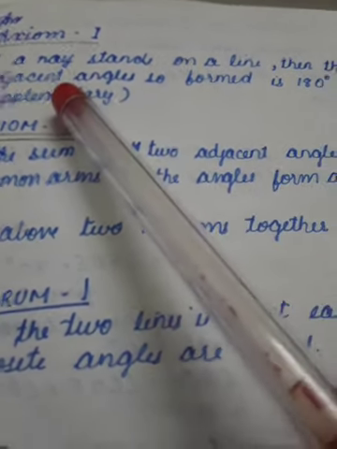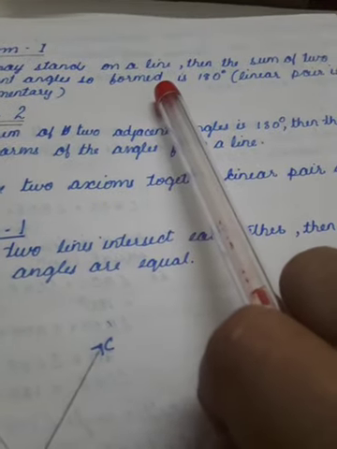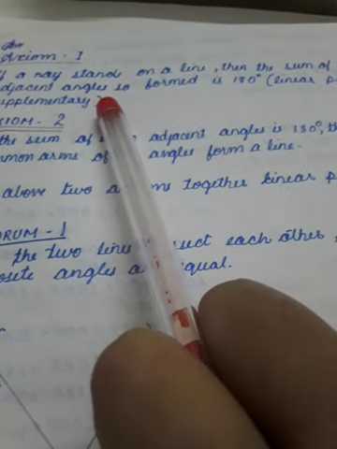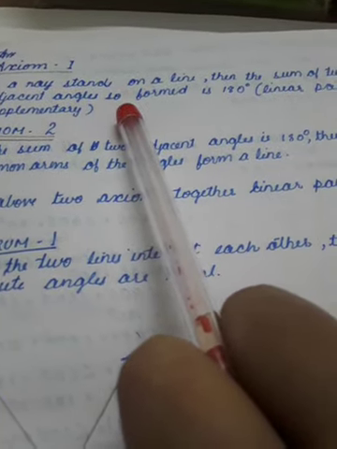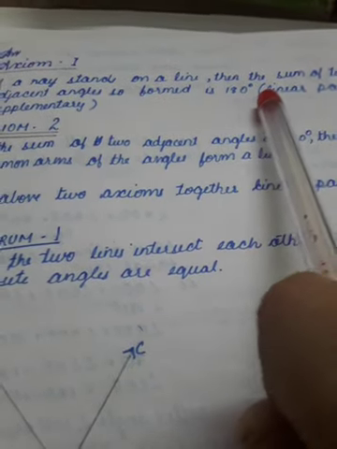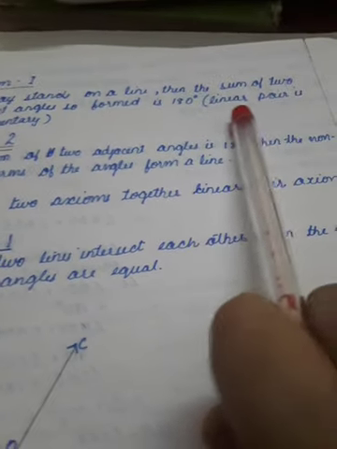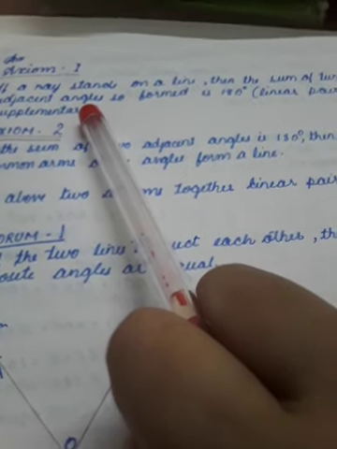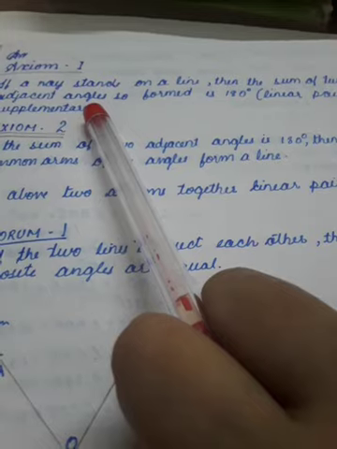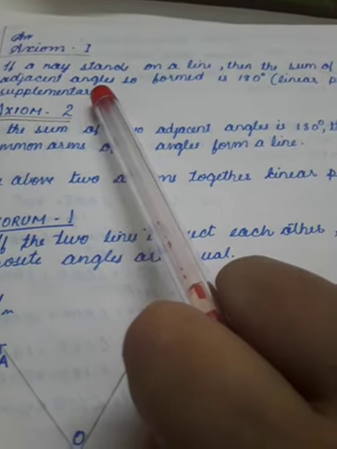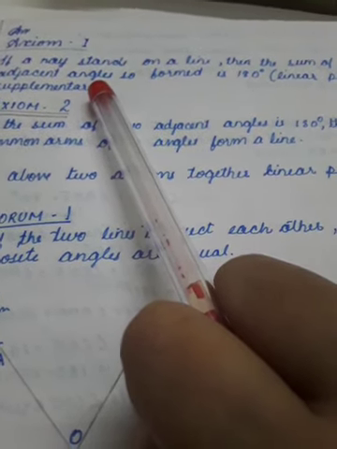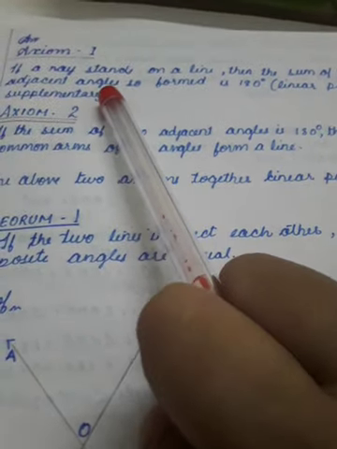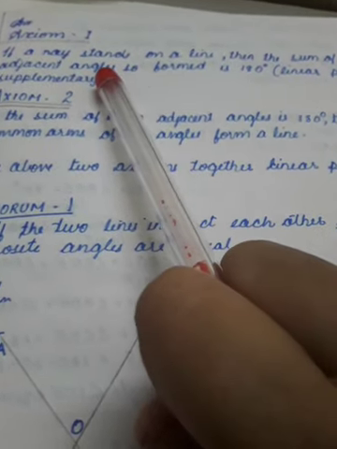Okay. So here axiom 1. If a ray stands on a line, then the sum of two adjacent angles so formed is 180 degrees. That means linear pair is supplementary. This you already studied in 8th standard, but you didn't know whether it is an axiom or not. You just studied that as a statement. Okay. So here you know that it is an axiom.